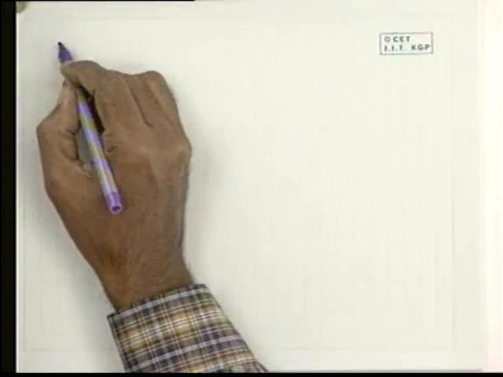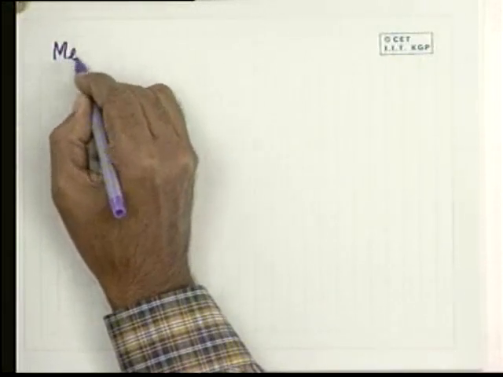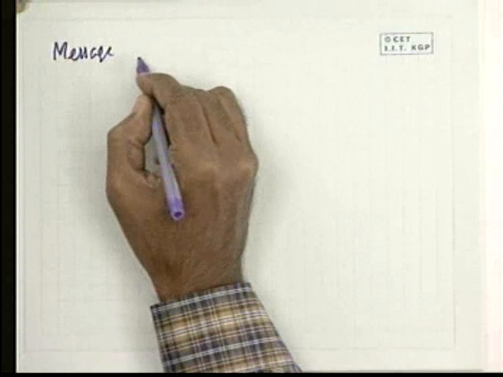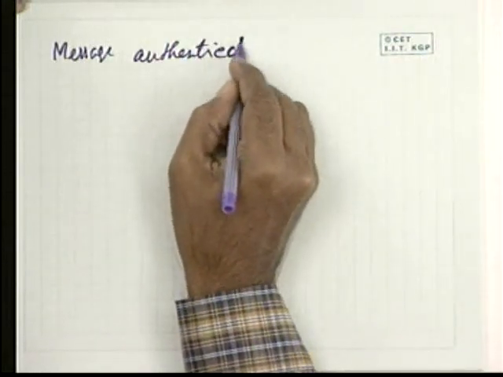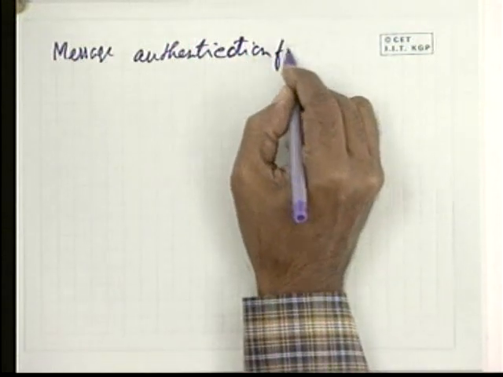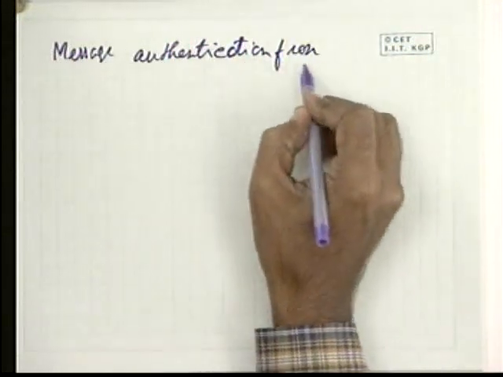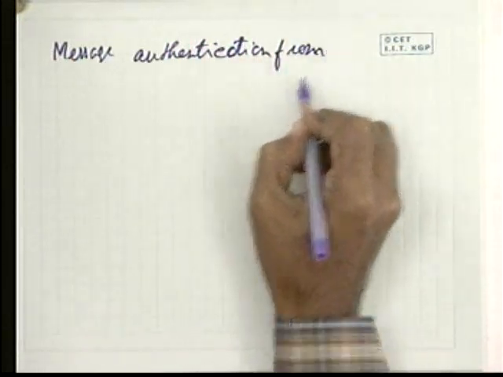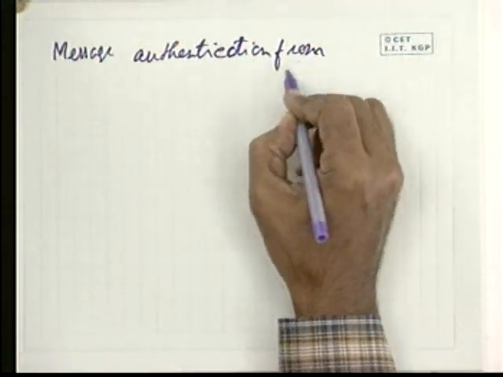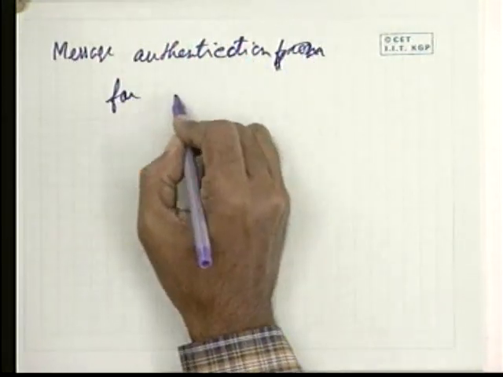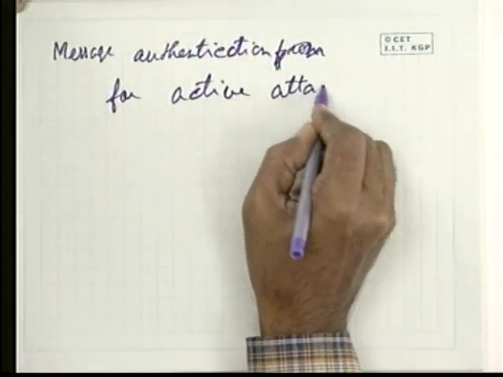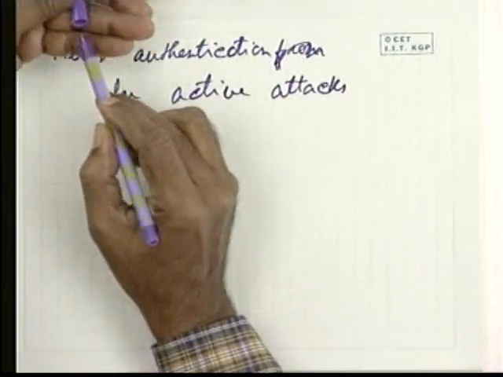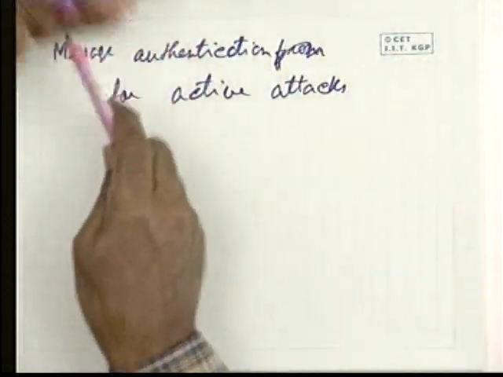So to perform message authentication, another technique can be used. Message authentication can be done for active attacks. What is being done in this case? Suppose this is your message.